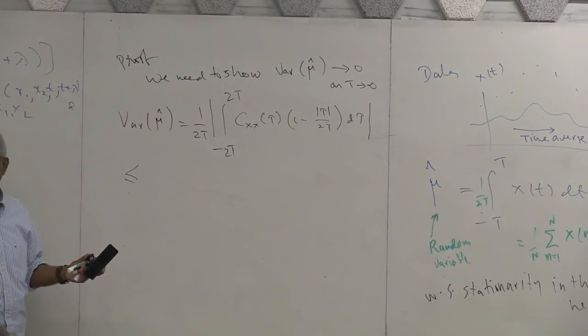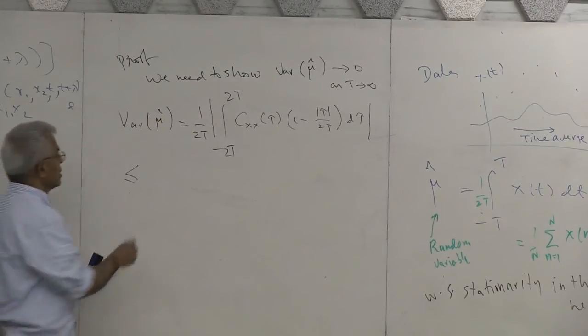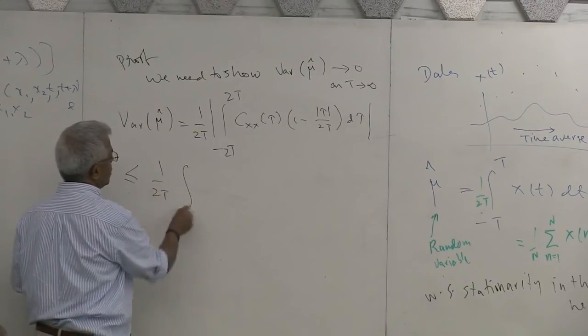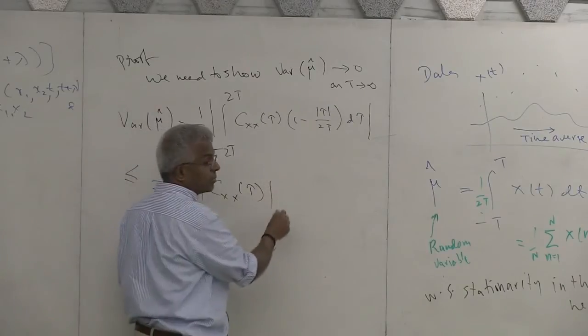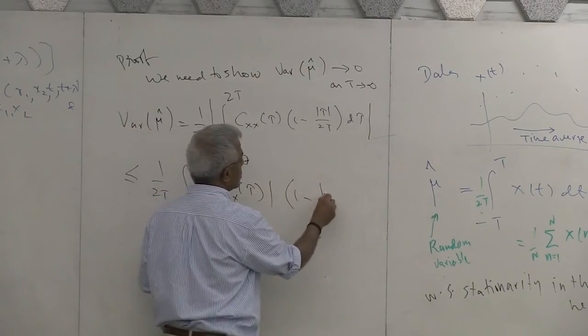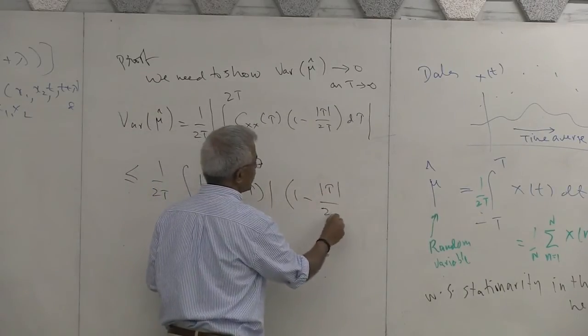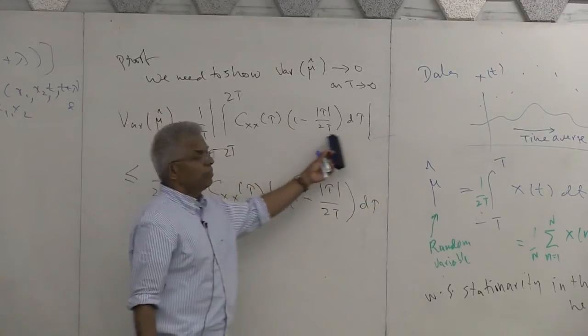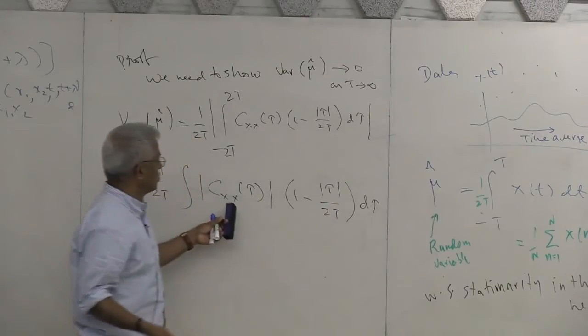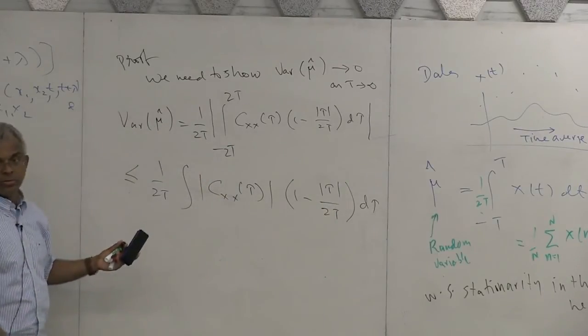what? So 1 over 2t integral of the absolute value of C_XX(tau) multiplied by the absolute value of this quantity. I don't need the absolute value here. Why is that? Because this is already positive, so I don't have to put it. So this is certainly true.